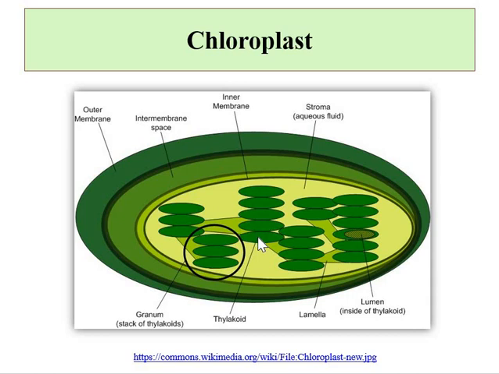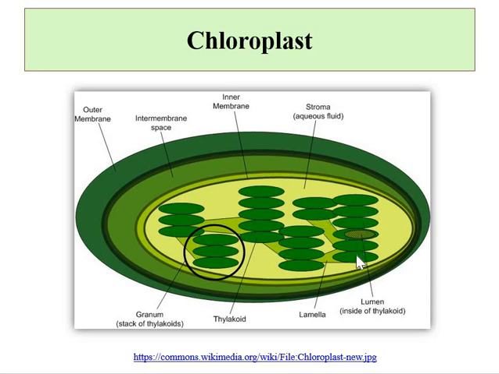So you can find that in this bunch, 1, 2, 3, 4, and 5. So there are 5 thylakoids. Likewise, in this bunch, you can see 4 thylakoids. So here you can find 2 thylakoids.